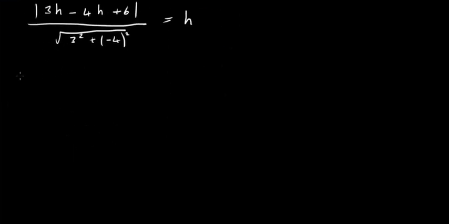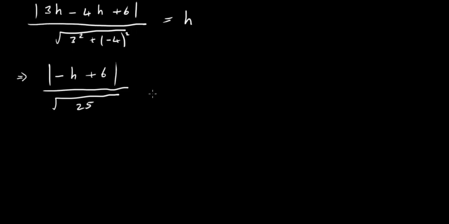So let me see, we've got 3h minus 4h, well that's just minus h, plus 6, all over 3 squared is 9, 4 squared is 16, so we've just got the square root of 25 here. So that's just 5 on the bottom. So we've got the modulus of minus h plus 6 is going to be 5h. The square root of 25 is 5, so just multiply across by 5.